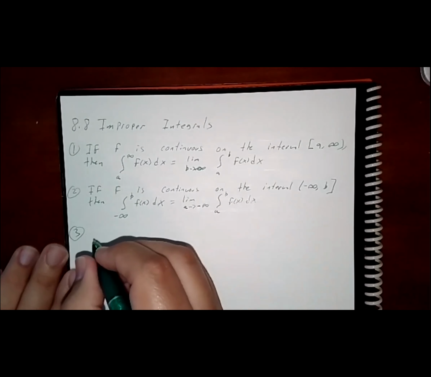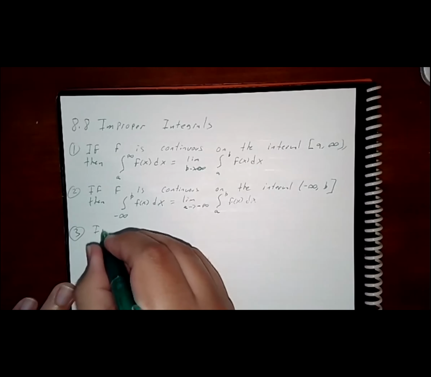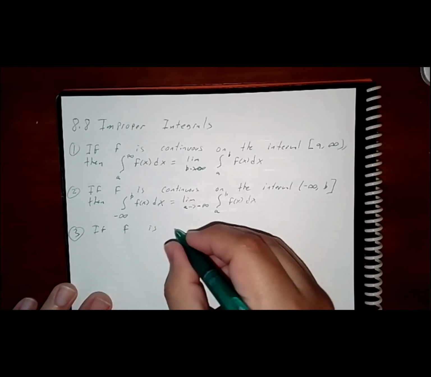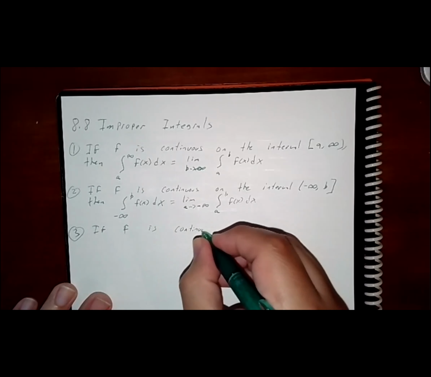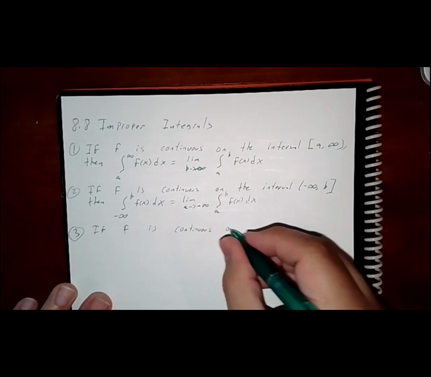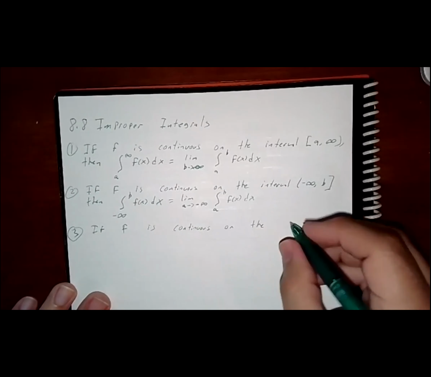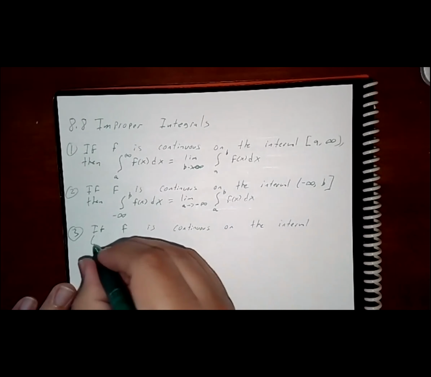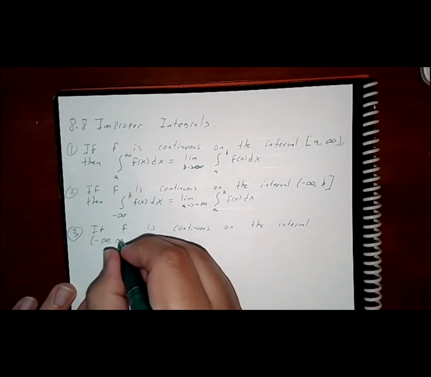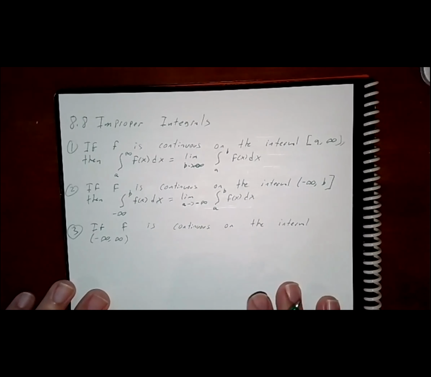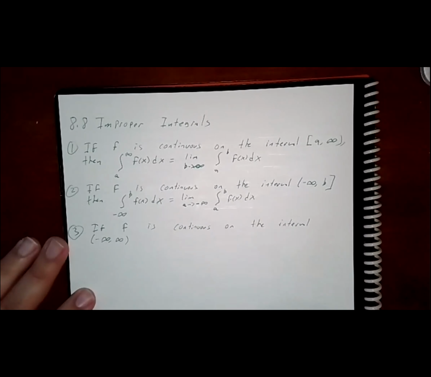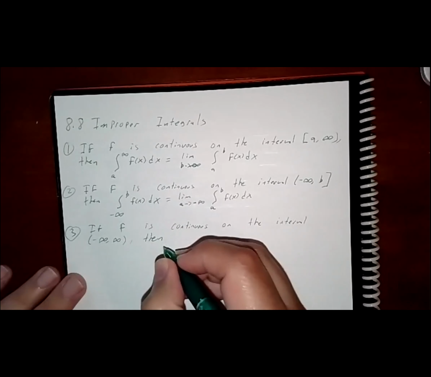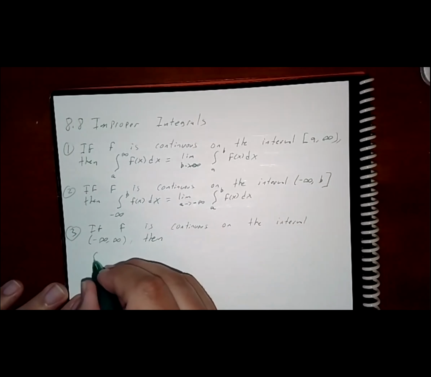Number three, if f is continuous on the interval negative infinity to infinity, let's say it's infinity on both ends, right? Then you have to separate it into two integrals. Then you write it like this.